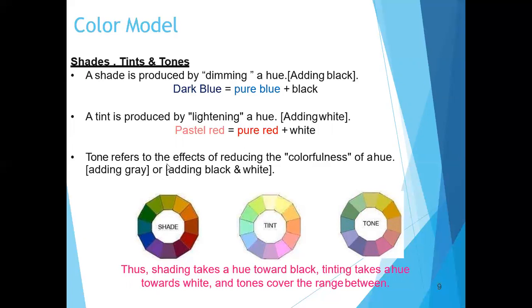So next we have tone. Tone refers to the effects of reducing the colorfulness of a hue, right? So by adding gray, or by adding black and white, we will get some intermediate color. That is called tone. So shading means taking the frequency towards black, that means making it darker. Tinting means taking the color towards white, so that is brightness. And tone covers the range in between, right? Whatever we get between shade and tint is called toning.